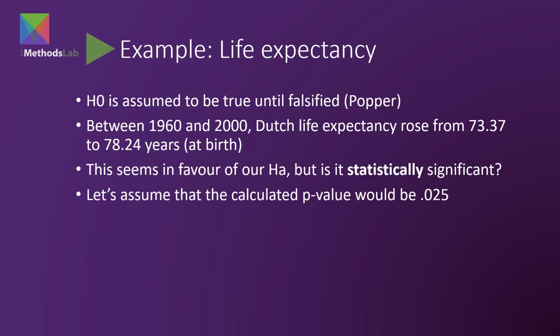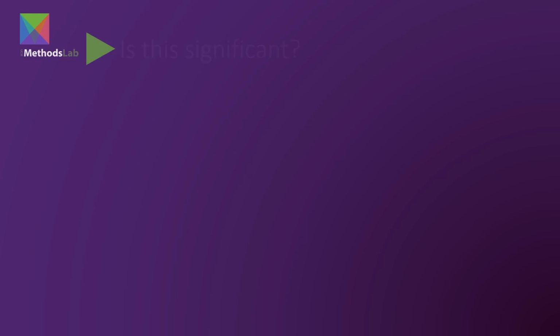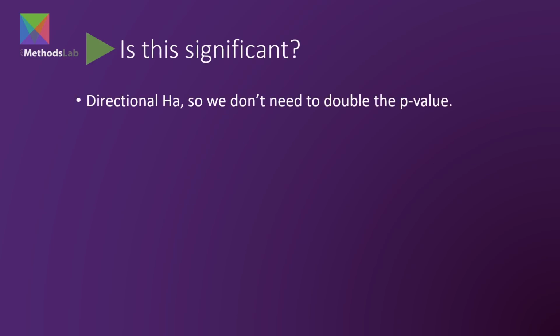So let's say that we put this information into SPSS. We have a bunch of larger scale data, and SPSS spits out a p-value of 0.025. Is this then significant? We have a directional alternative hypothesis, so we don't need to double the p-value. If this is not clear, it's fine. We'll get back to this later during the project period. And so, like I said, the p-value that we get from SPSS is 0.025.